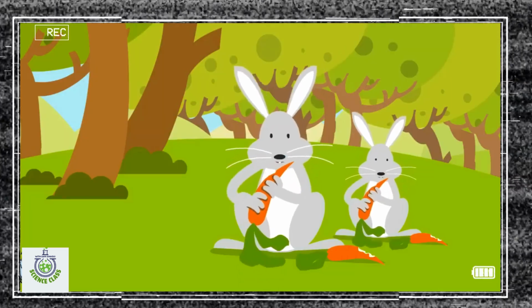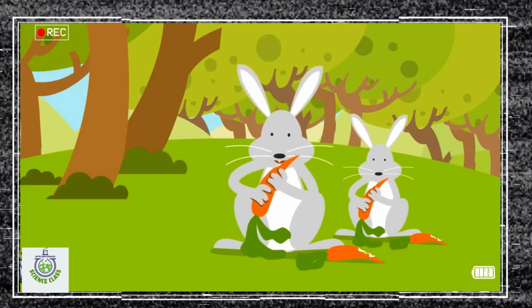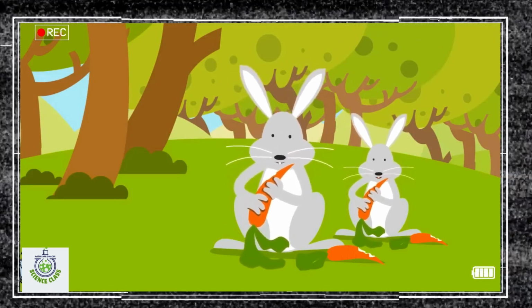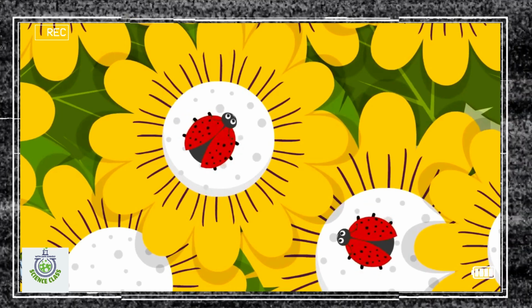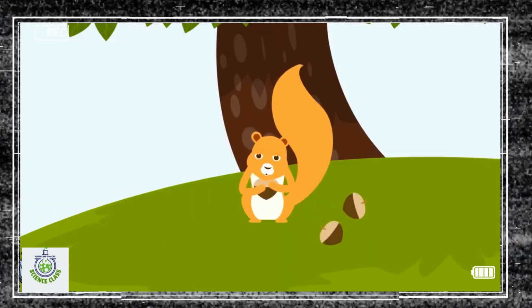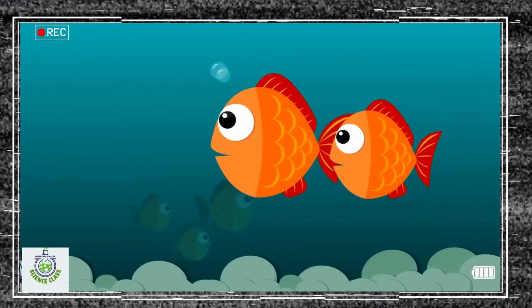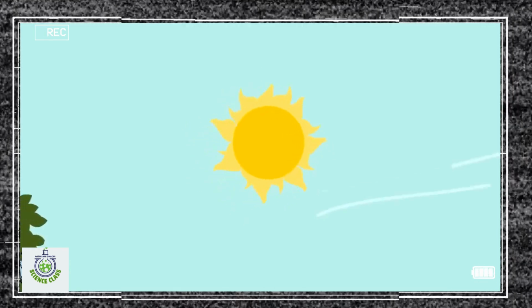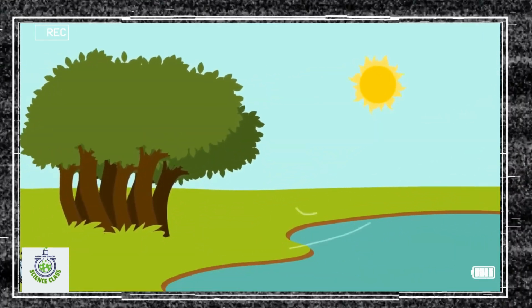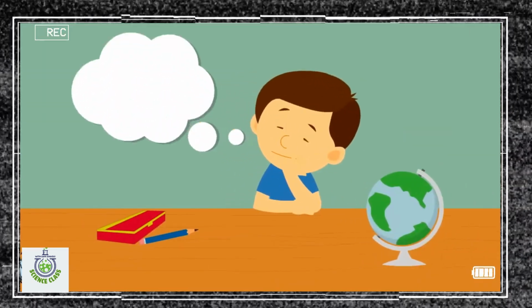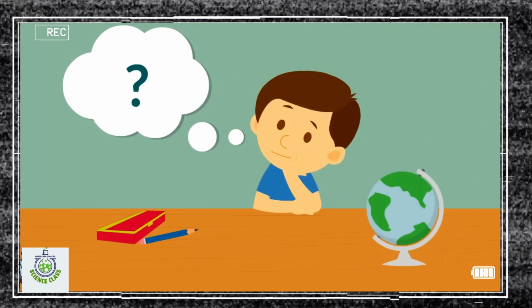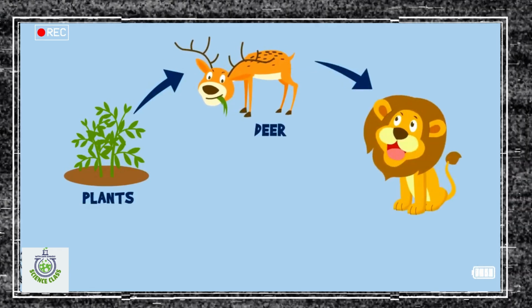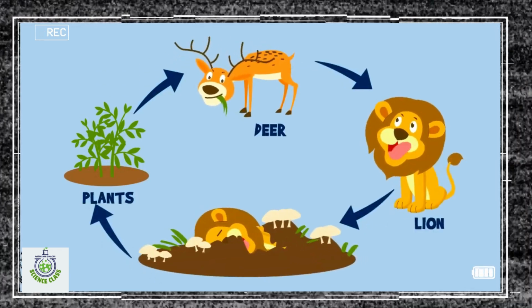The same thing is applicable to every living organism on Earth. These cute rabbits, tiny beetle, naughty squirrel, beautiful fish, lovely flowers, and these trees. If it's alive, it needs energy. Where does this energy come from, and how does it get passed around to all living things? Energy passes from one organism to another as they eat plants or any other one.